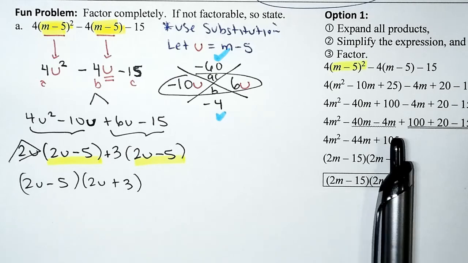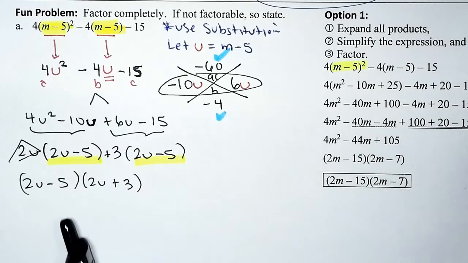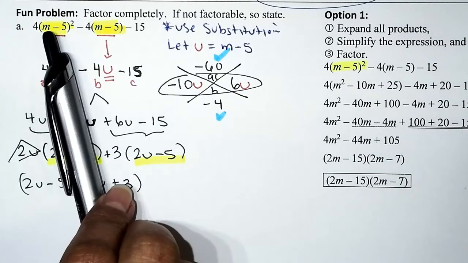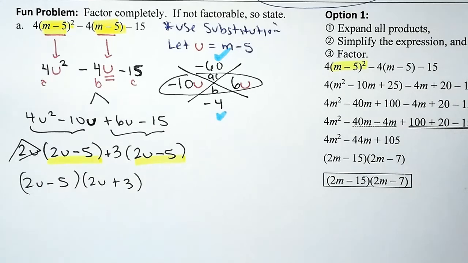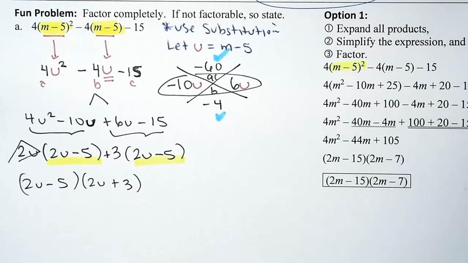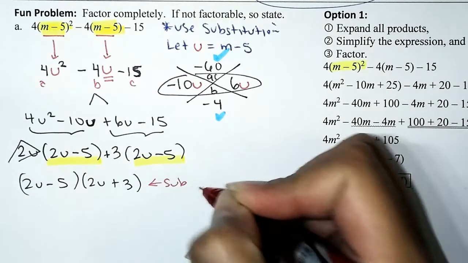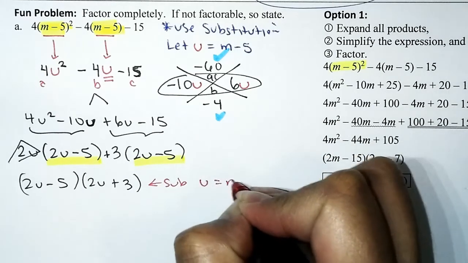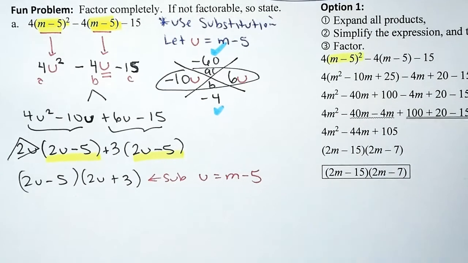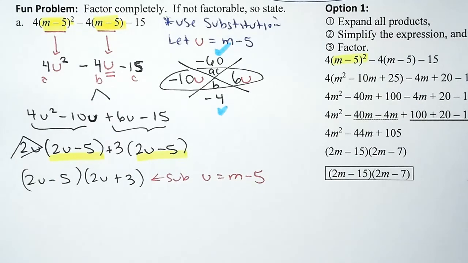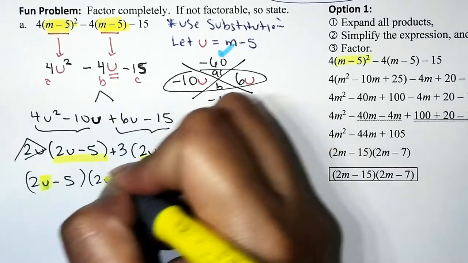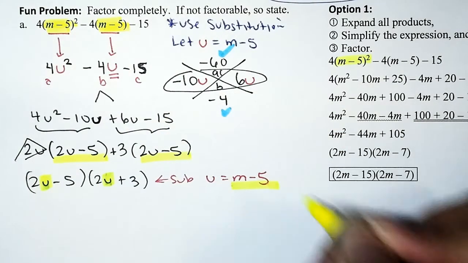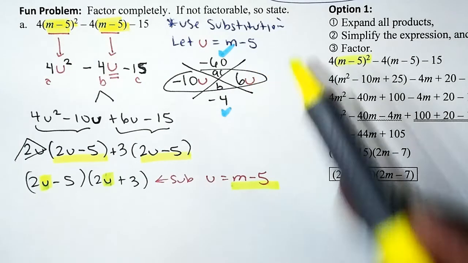Our original expression didn't have the variable u. It had the variable m. So if we have variable terms left, they have to be in terms of m. So what are we going to do? We're going to substitute back the expression for u. Okay, so let me just put sub u equals m minus 5. Again, I am speaking to myself, okay? So wherever we see the variable u, hopefully this doesn't smear, okay? Wherever we see the variable u, we're going to substitute it back with the expression of m minus 5, okay?